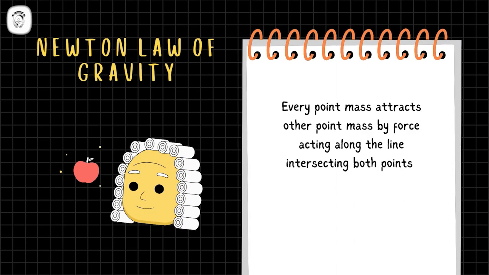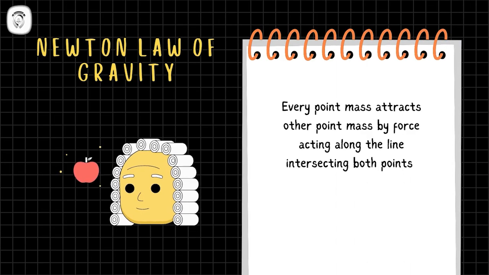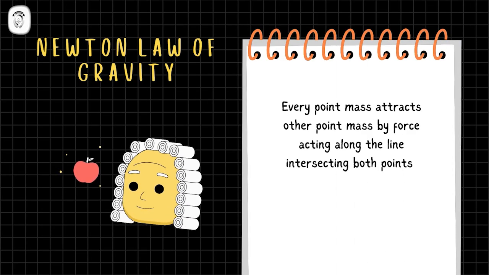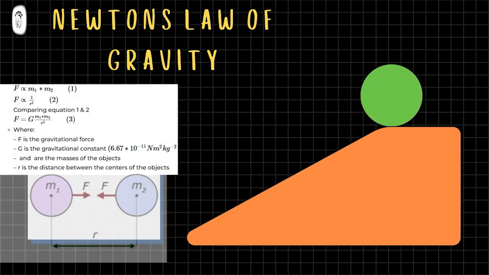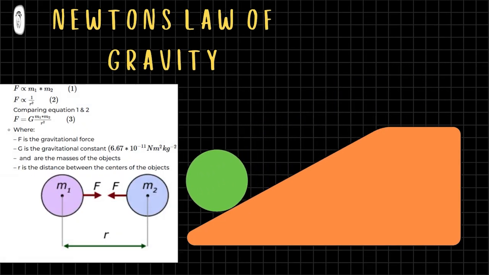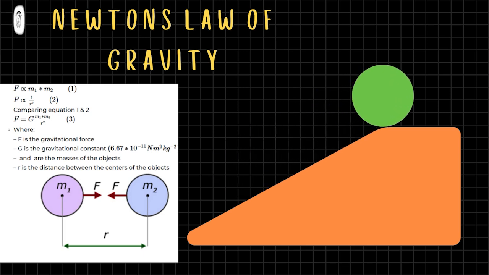Newton's law of gravity states that every point mass attracts every other point mass by a force acting along the line intersecting both points. The force of gravity is directly proportional to the product of the masses, and it is inversely proportional to the square of the distance between them.